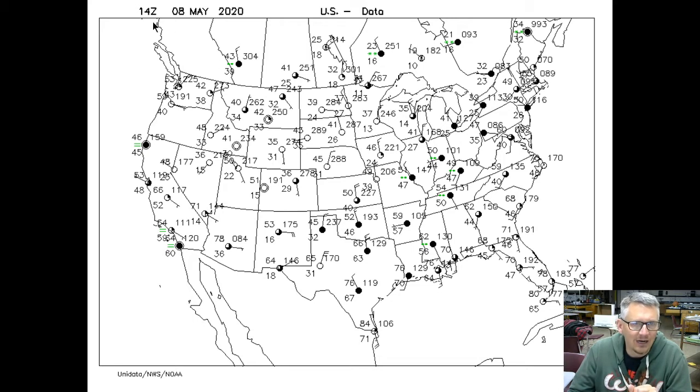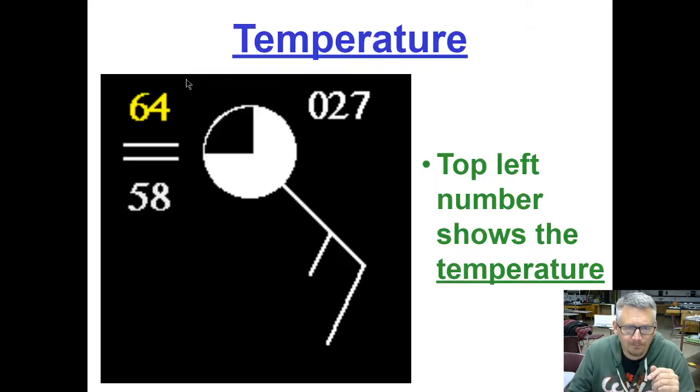On our weather maps up top, we have the date. Today is May 8th of 2020, and it is 14 Zulu time, which right now with daylight savings time, this was made at 9 o'clock in the morning.